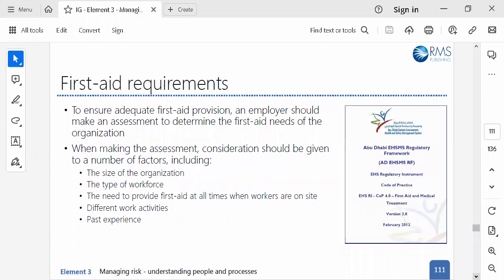Then first aid requirements, to ensure adequate first aid provisions. An employer should make an assessment to determine the first aid needs of the organization. When making the assessment, consideration should be given to a number of factors, including the size of the organization, the type of workforce, the need to provide first aid at all times when workers are on site, different work activities, and past experience. So we will consider these factors when providing the first aid requirements in the organization.